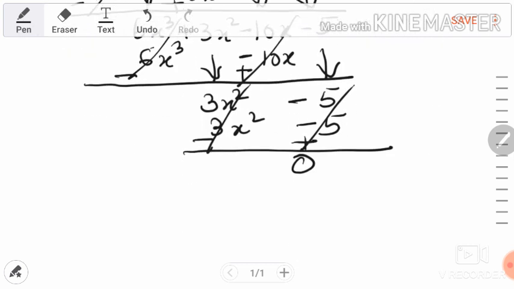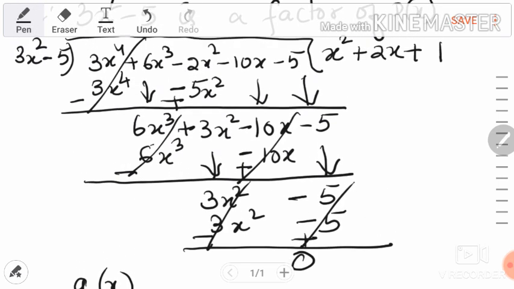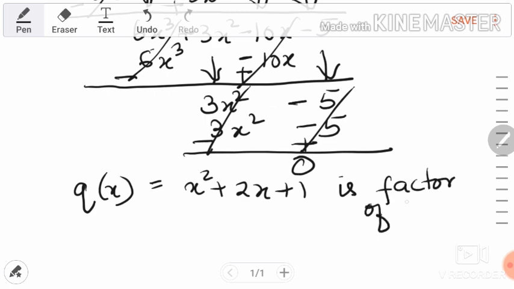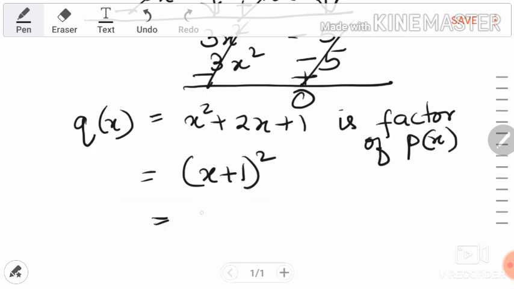So now we have got the quotient polynomial as x square plus 2x plus 1, which is a factor of p of x. We can further factorize this polynomial using the identity a plus b the whole square. So this will be x plus 1 whole square, which is equal to x plus 1 into x plus 1.